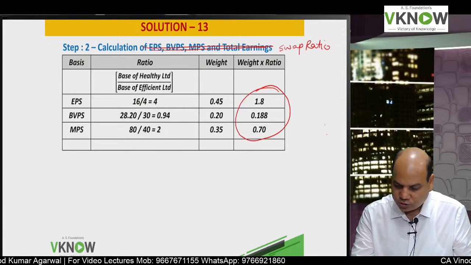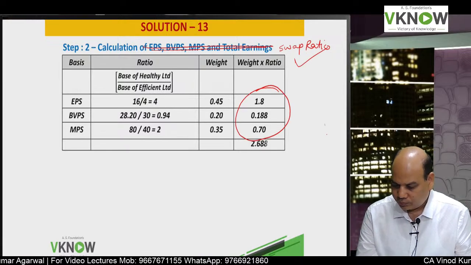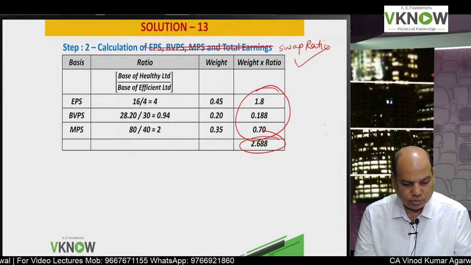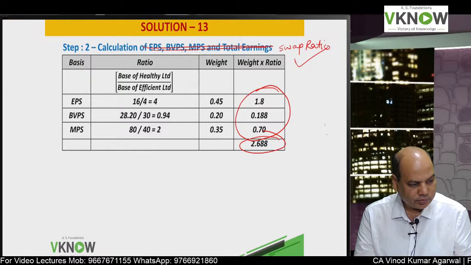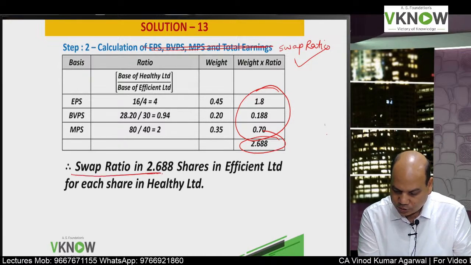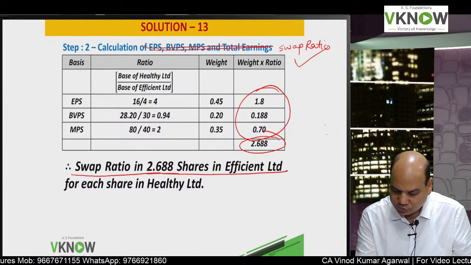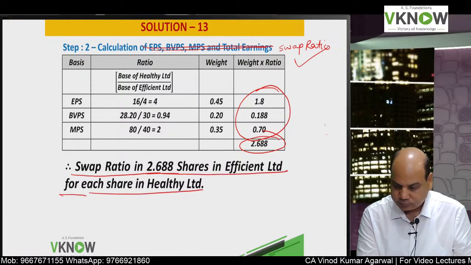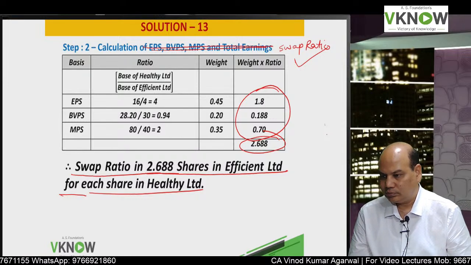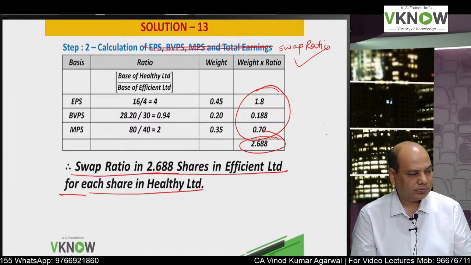Total of this last column is your swap ratio. So that comes to 2.688. So write down note: swap ratio is 2.688 shares in Efficient Limited for each share in Healthy Limited.